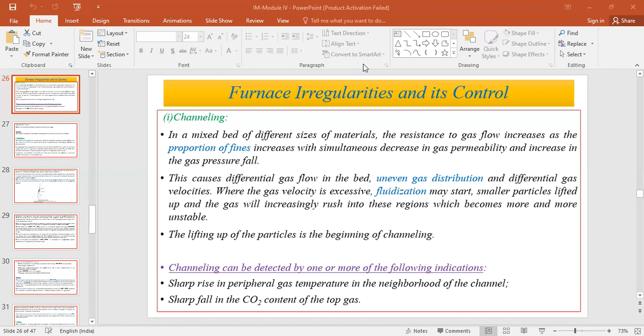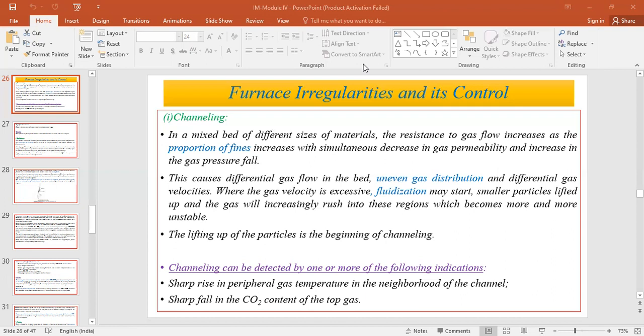So how can we detect this channeling inside the blast furnace? Suppose that during its running condition, channeling has occurred inside the blast furnace, then how can we identify it? See, one indication is that there will be a sharp rise in the peripheral gas temperature in the neighborhood of the.